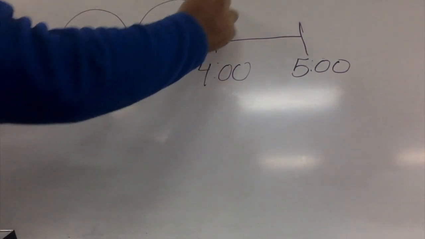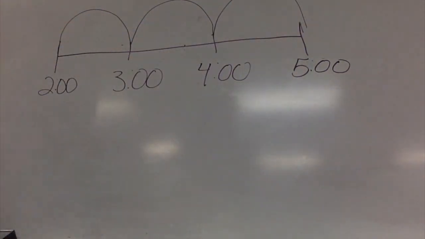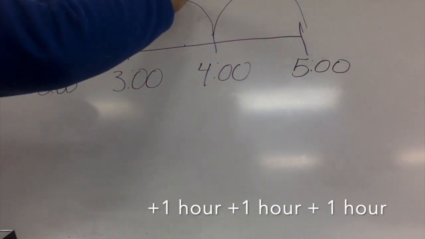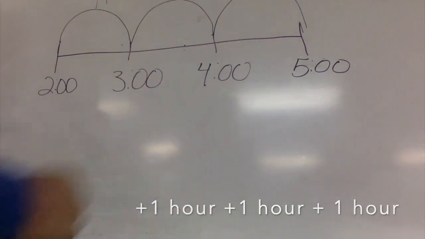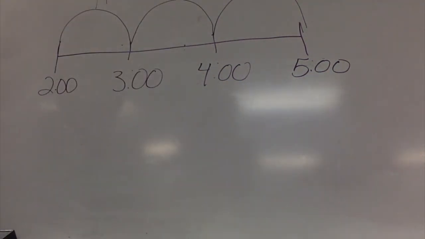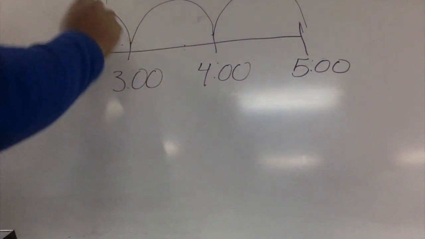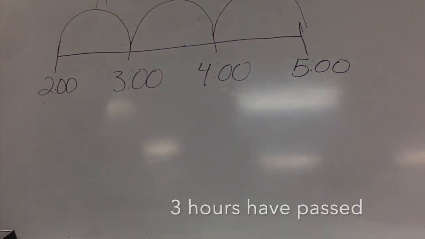So now we have from 2 to 5, 1 hour, 2 hours, 3 hours. So I can label it plus 1, plus 1, plus 1, just to make it even easier on myself. And how much time has elapsed? From 2 to 5 is 1, 2, 3 hours.